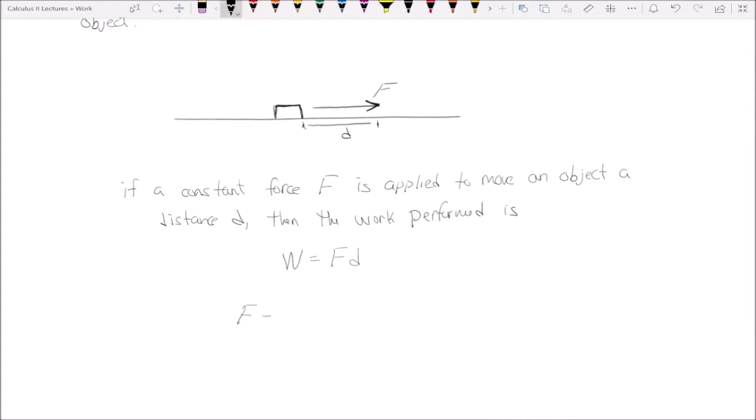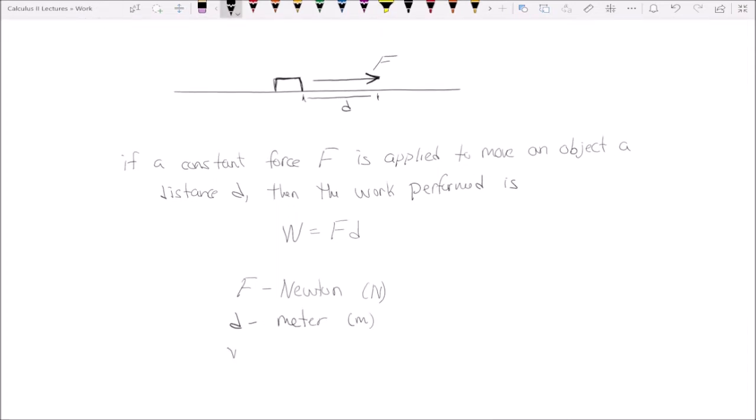All right, so force is generally measured in the Newton. Distance generally will be measured in the meter. So the standard unit for work is the joule. And the joule is the Newton meter. In the English system, the unit of force is the pound, the unit of distance is the foot, and so the unit of work would be the foot-pound.